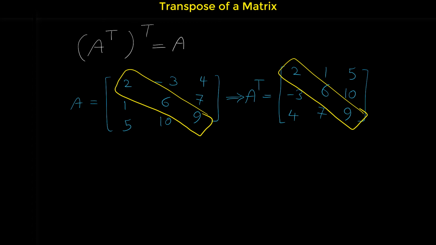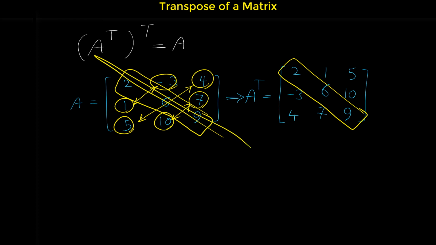So in a square matrix, the elements of the diagonal don't change, and other elements reflect with respect to the diagonal. If you pay attention, -3 and 1 switch their position. 4 and 5 switch their position, and 7 and 10 also switch their position with respect to the diagonal. This is what happens when we transpose a square matrix.